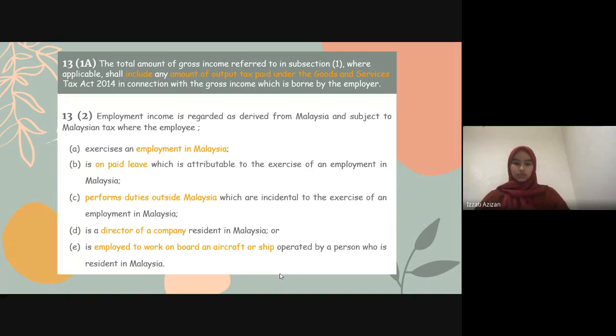Okay, section 30, subsection 2: employment income is regarded as derived from Malaysia and subject to Malaysian tax where the employee exercises employment in Malaysia, is on paid leave attributable to the exercise of an employment in Malaysia, or performs duties outside Malaysia which are incidental to the exercise of an employment in Malaysia. This means the employee's duties performed outside Malaysia are connected with the employee's regular duties in Malaysia. It also covers directors of a company resident in Malaysia, and those employed to work on board an aircraft or ship operated by a person who is resident in Malaysia.